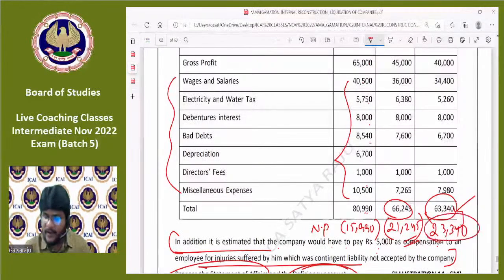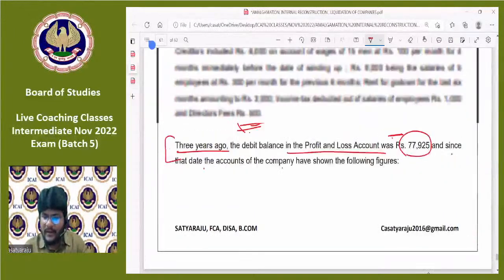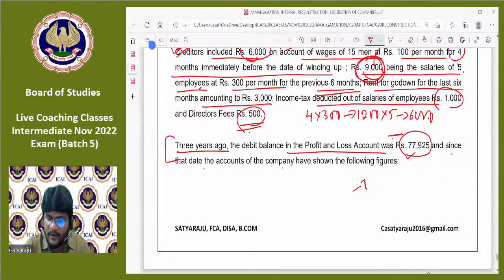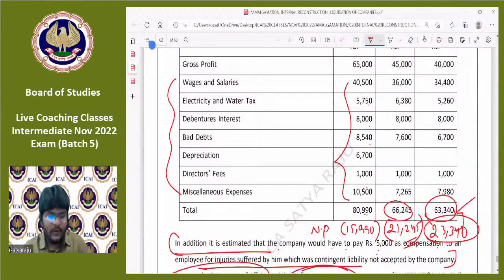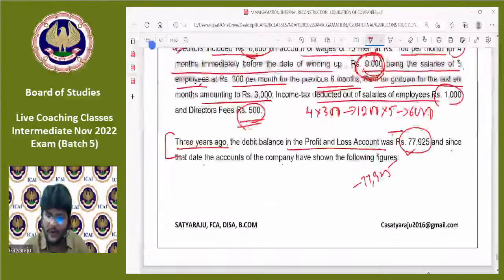23,340. That means we started our journey with a loss of 77,925. Now, the items contributing to the operating losses: these three, please all of you add: 15,990 plus 21,245 plus 23,340. These are all items contributing to losses: 60,575.